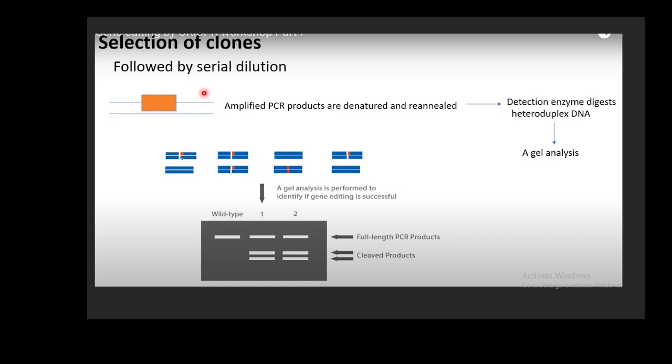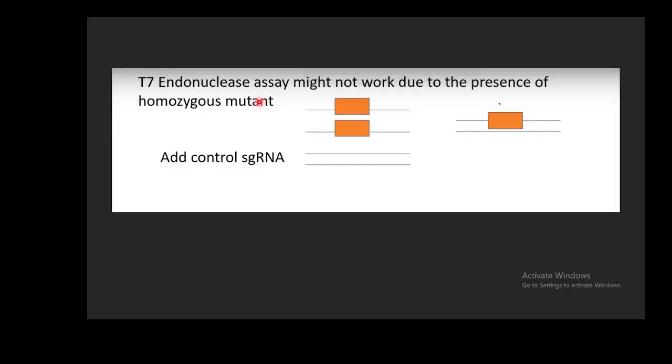Now, in case of the homology dependent repair, or you can say the knock-in experiment, where you have modified your gene, instead of just degrading the DNA, knocking out the gene, you have knocked in the gene, you have corrected the mutation. So in that case, you can correct the mutation either in just one strand or in both strands. For the detection of whether it has been done in just one strand or in two strands, the T7 endonuclease assay is basically going to be used.